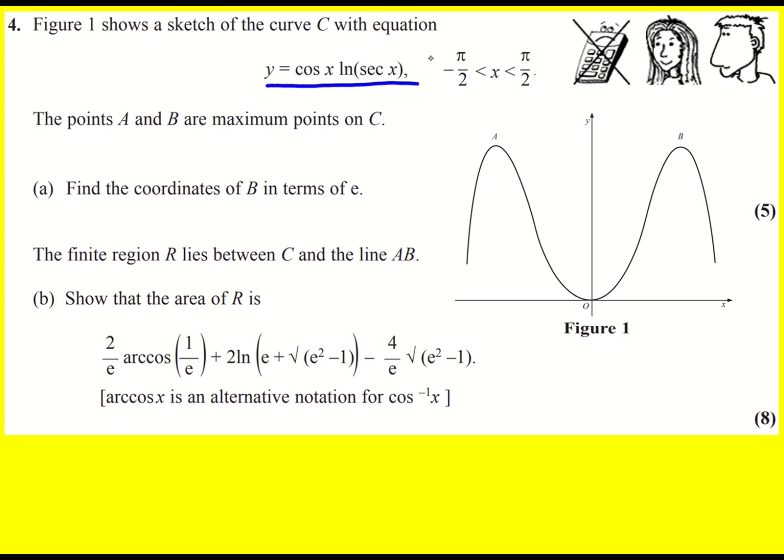Hopefully, your eyes lit up when you saw this function cos x times ln sec x, and we've got this graph. Right, well, let's find some stationary points. A and B are maximum points. Find the coordinates of B in terms of e.